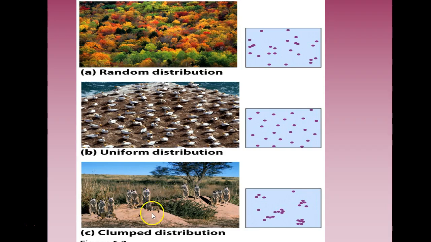In clump distribution, we tend to see in larger organisms or mammals, things that tend to be pack animals or family type of animals that have that kind of structure to them, where in these areas we're going to find a group of organisms clumped very close together with a large amount of space between them and that next clump of organisms.